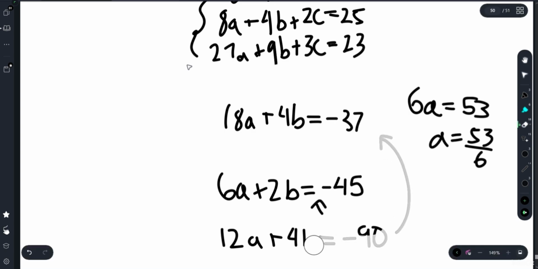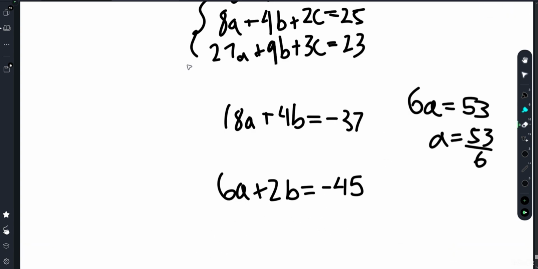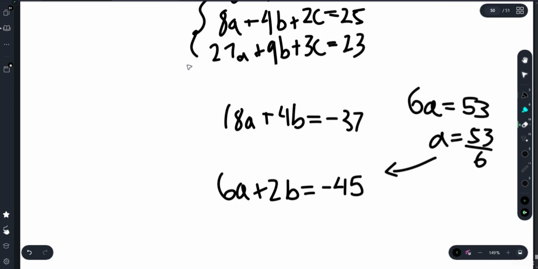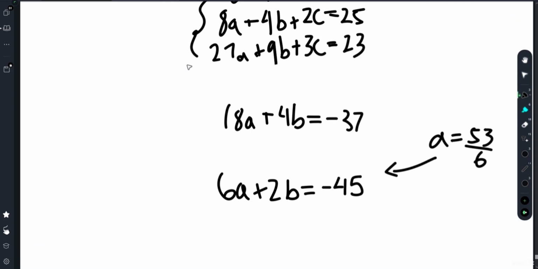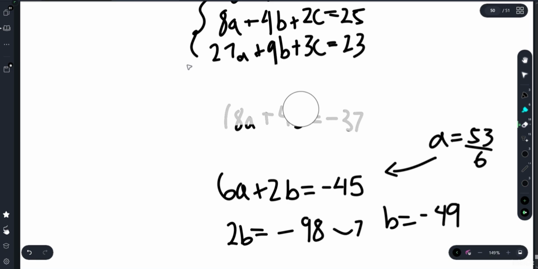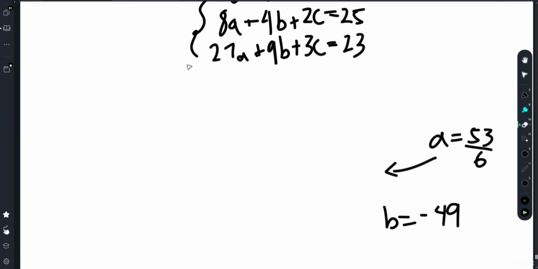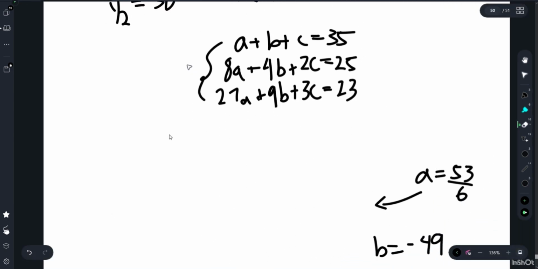Now we want to plug a equal to 53 over 6 into this equation. Then we get that 2b is equal to negative 98. So that means that b is equal to negative 49. So this is great and all. So now let's plug both of these into the first equation.